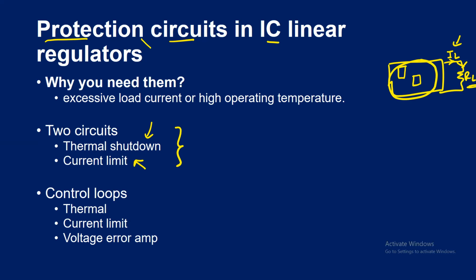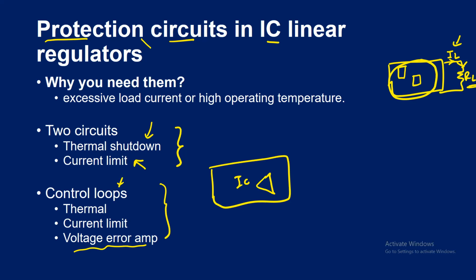Currently we are just trying to understand what these circuits are, why they are needed and what they do. Essentially, within the regulator integrated circuit, you will have three control groups. First is a voltage error amplifier. We have seen that in the previous module. The error amplifier generates an output depending on its inputs. That is the first loop, the feedback control loop. Second is the thermal protection circuit. Third is the loop due to the current limit circuit.